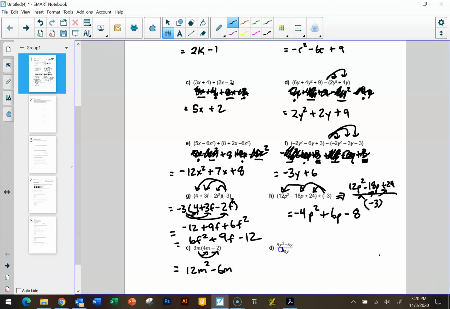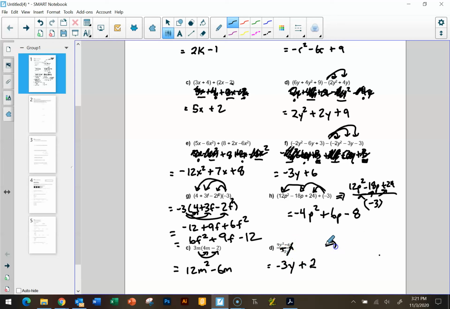This one, same thing, just make sure you distribute properly. We've got a 9 divided by a negative 3, so that's going to leave us with a negative 3. And then we've got a y squared divided by y, which is just going to be a y. We've got negative 6 divided by negative 3, that's going to be a positive 2. And then we've got a y divided by y, which just cancels. So that's our final answer.